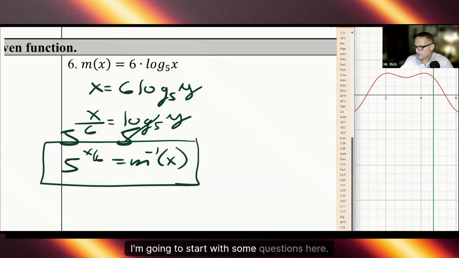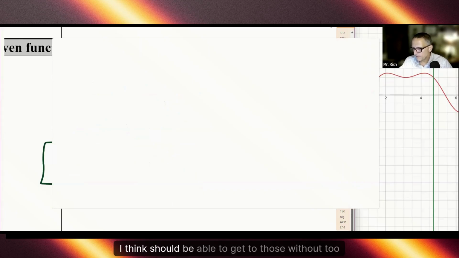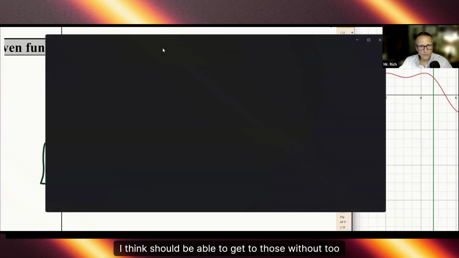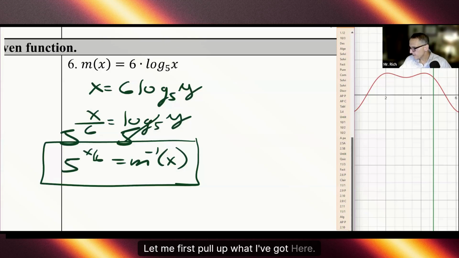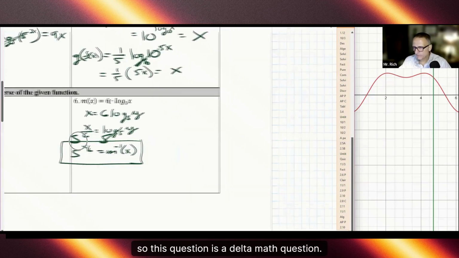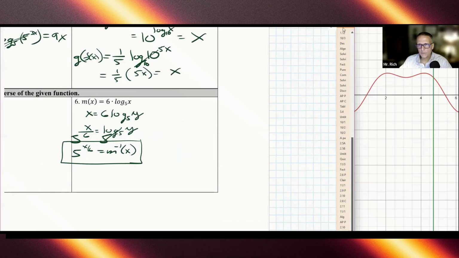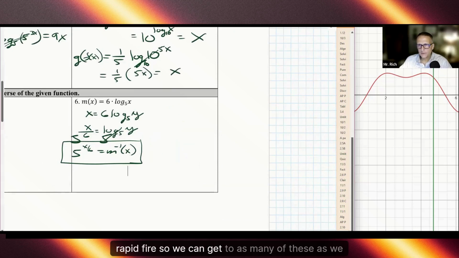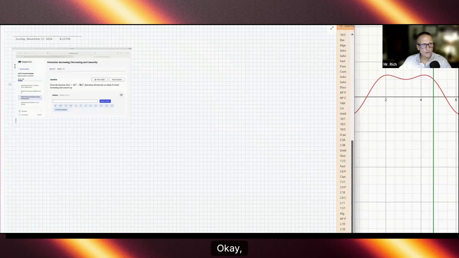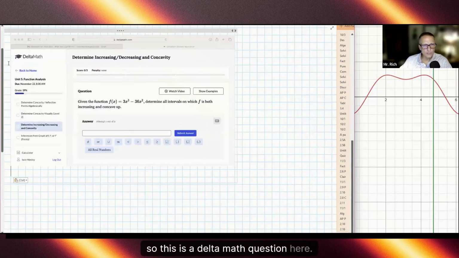Well, I'm going to start with some calculus questions, Avery, and we'll get to yours here. I think I should be able to get to those without too much trouble. Let me first pull up what I've got here. All right, so this question is a Delta Math question. We need to do these rapid fire so we can get to as many as we can.